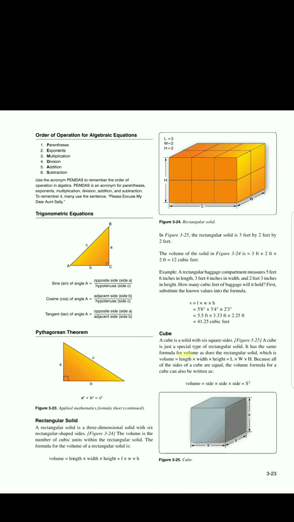A cube is a solid with 6 square sides. Figure 3-25. A cube is just a special type of rectangular solid. It has the same formula for volume as the rectangular solid, which is volume equals length times width times height equals L times W times H. Because all of the sides of a cube are equal, the volume formula for a cube can also be written as volume equals side times side times side equals S cubed.